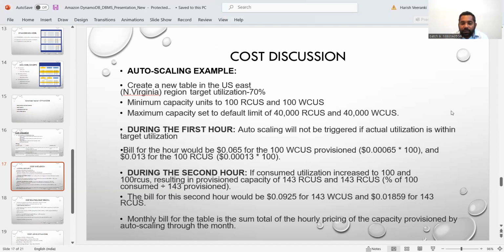During the second hour, it's going to be a little bit higher. If consumed utilization increased to 100 WCUs and 100 RCUs, resulting in provisioned capacity of 143 WCUs and 143 RCUs, there will be a percentage of 100 consumed divided by a percentage of 143 provisioned. The bill for the second hour would be $0.0925 for 143 WCUs and $0.0159 for 143 RCUs. The monthly bill for the table is the sum of the hourly prices of capacity provisioned by auto scaling through the month.